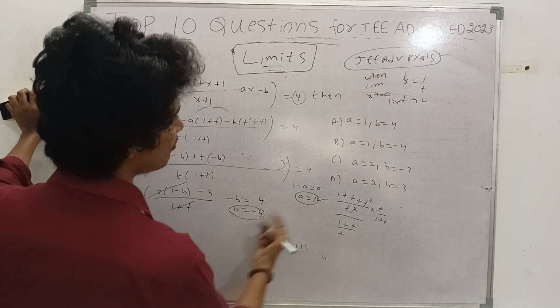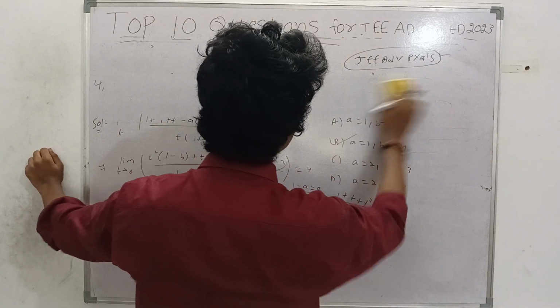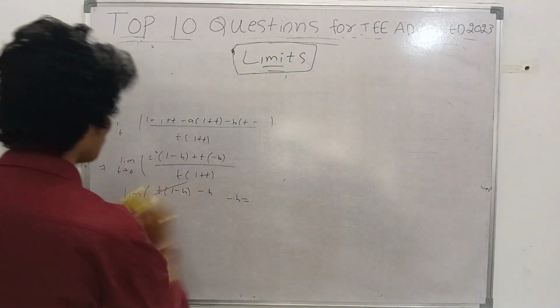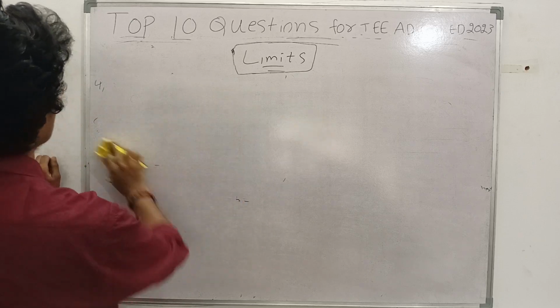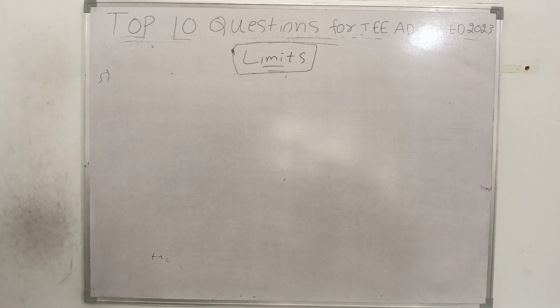So a equal to 1, b equal to minus 4. So option B is correct. Like this you have to do. 4 questions completed. Fifth question.